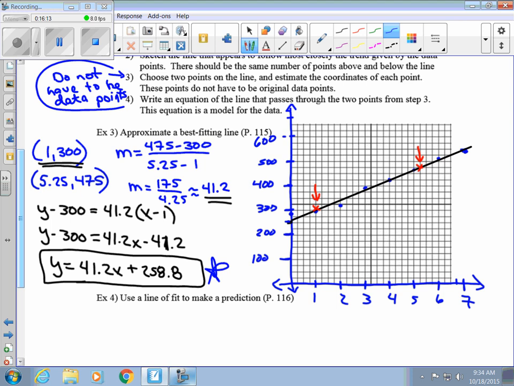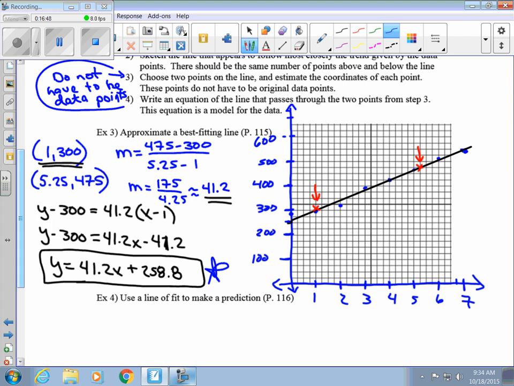And so if we look in the book, when they do this problem, they end up with an equation of y equals 41.3x plus 259. So that's actually really, really close. Now you do have to remember, like we said before, that every single person in here could get a different equation for this line of best fit, which is totally fine, because we're going to use different ordered pairs, but they have to be very close to this equation.